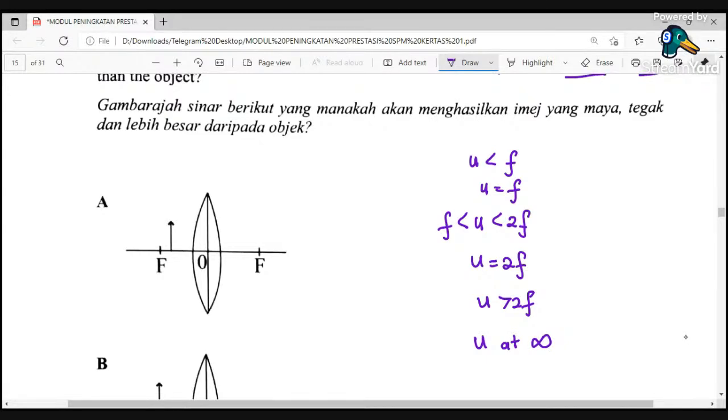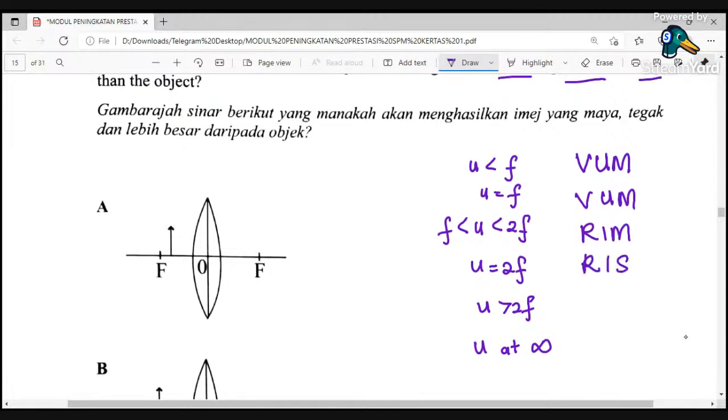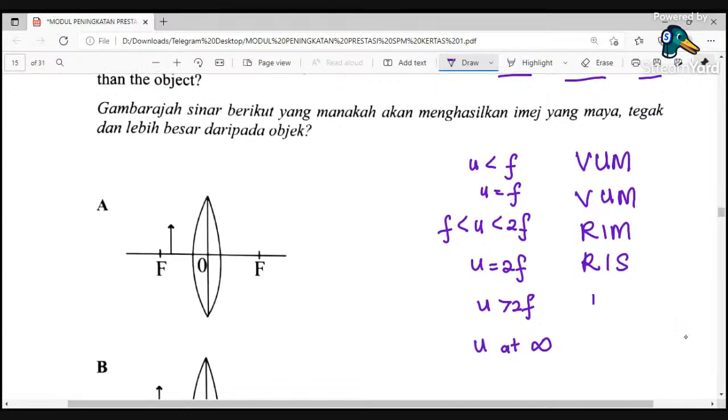Okay, so this one will become boom boom, rim wrist, read read. Macam naik motor. Boom boom, rim wrist, read read.